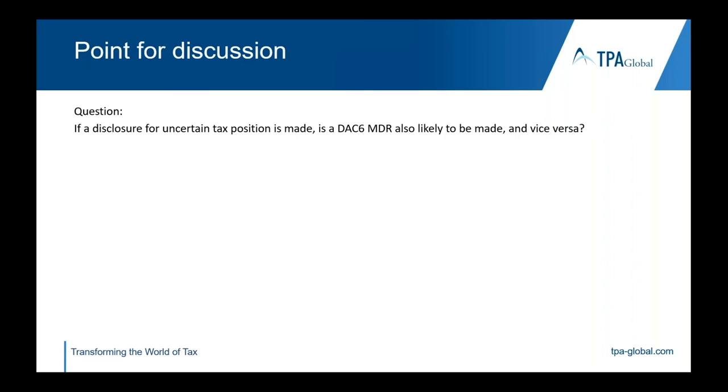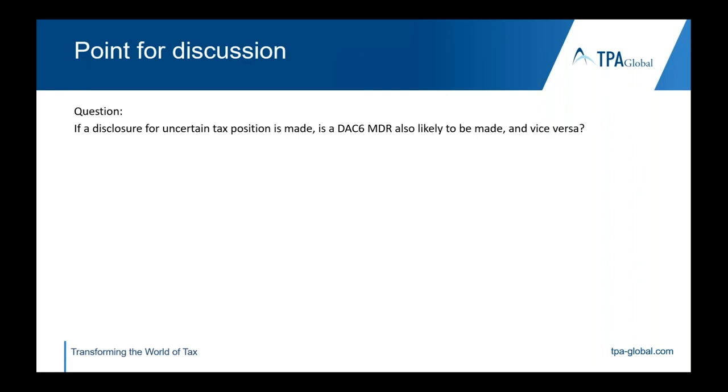Uncertain tax position, as the name says, has to do with ascertaining the position of tax, whereas the mandatory disclosure, the DAC-6 requirement, involves disclosure of tax arrangements. Would you like to add anything to that, Mark?